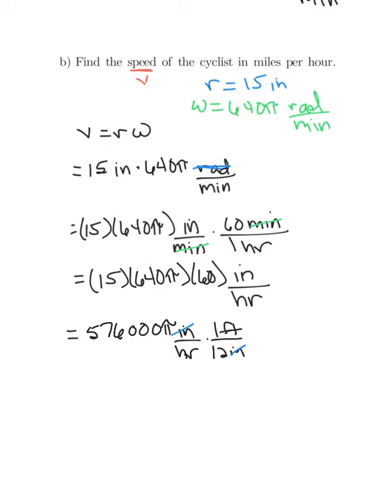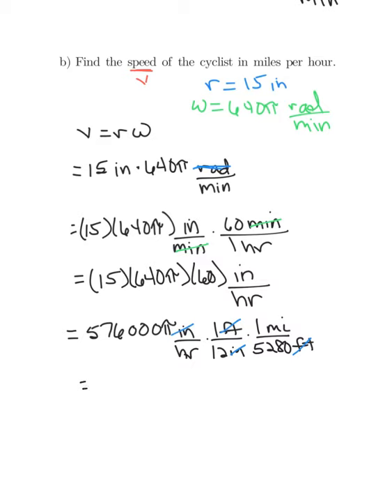Problem is now we have feet an hour. That's not right. We need miles. So we are going to do feet and miles. In order for feet to cancel, it needs to go in the bottom. 1 mile is 5,280 feet. So now feet is gone.